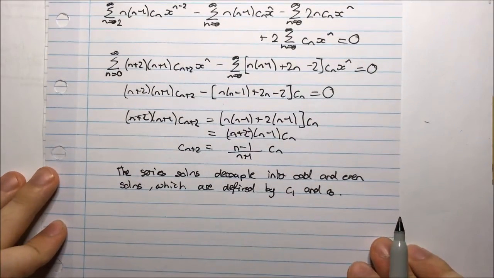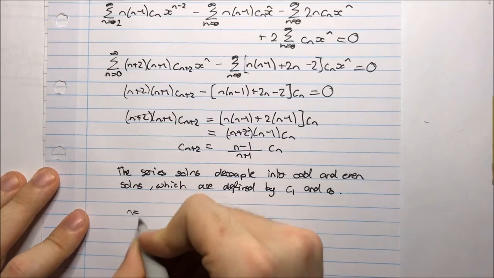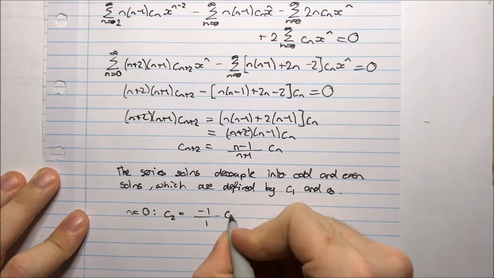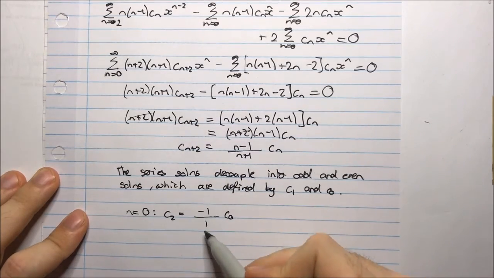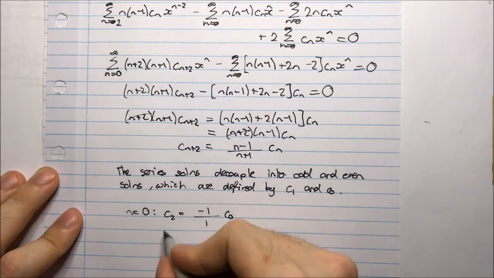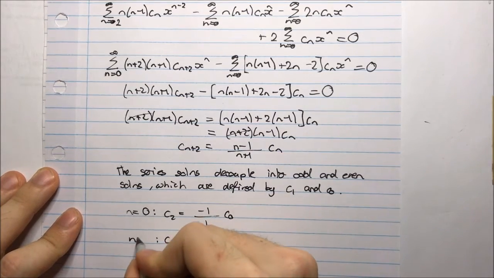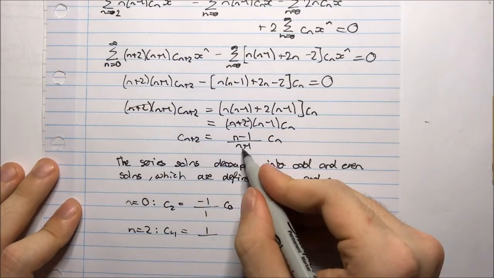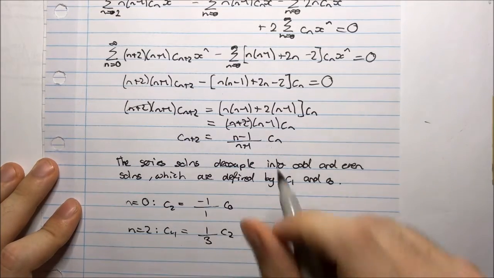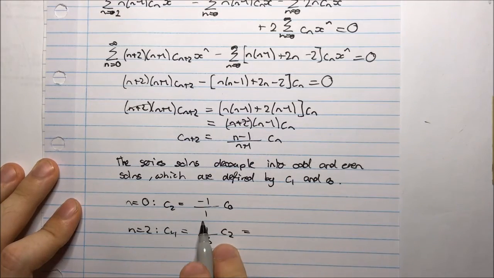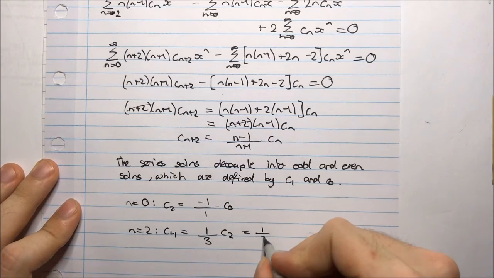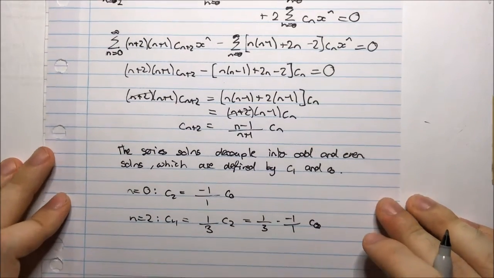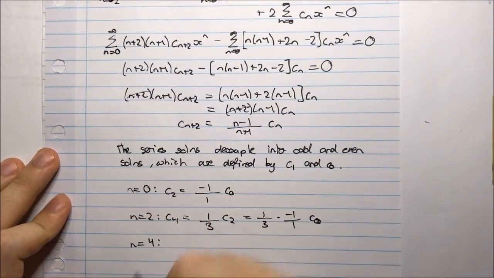Let's do the even series first. So if n is equal to 0, then C2 equals negative 1 on 1 times C0. And you're going to see that I'm going to leave these like this, but you'll see why I do that. Now, if n is equal to 2, then C4 is going to be, well, 2 minus 1, which is 1 over 3, times C2. But what's C2? That's negative 1 times 1. So that's 1 on 3 times negative 1 on 1, C0.